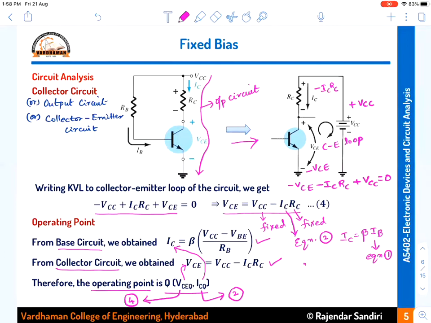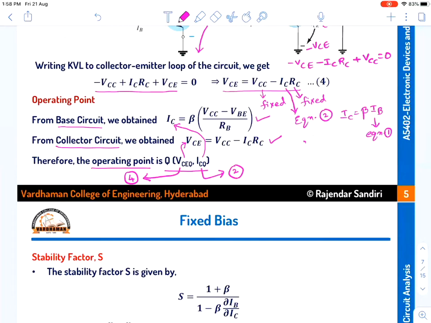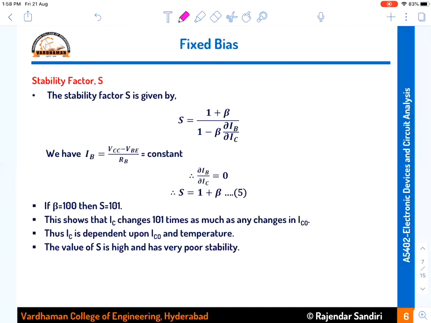Yes, sir. Okay. So I already told that for every biasing circuit, we will be calculating the operating point, then the stability factors S, S dash, S double dash, right? Now for this fixed bias circuit, we calculated the operating point. Next, we have to do the stability factors derivation S, S dash, S double dash. So the next slide will be the stability factor S.